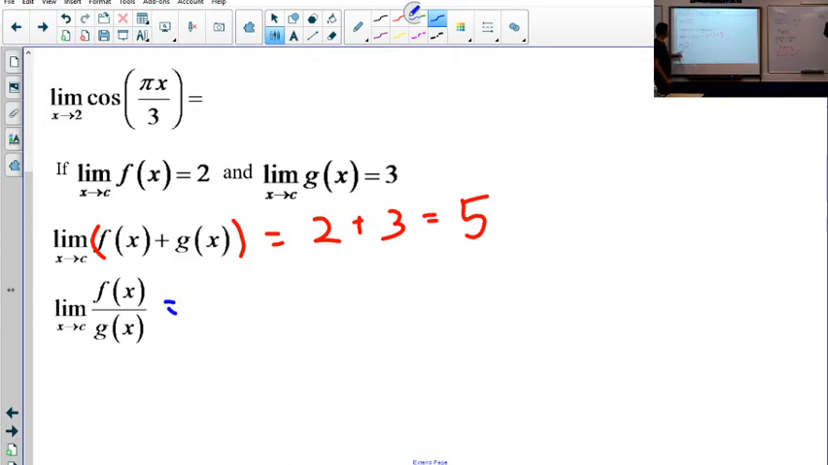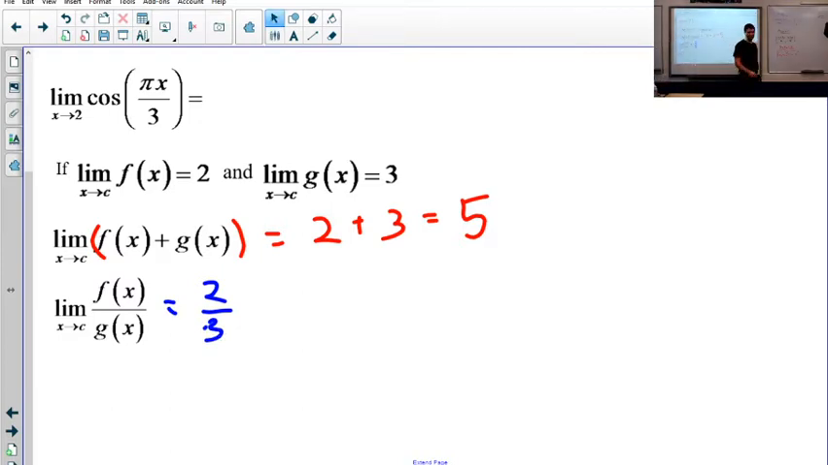Same thing over here, as long as the bottom is not 0. Is the bottom 0? No, it's not, then we're good. 2/3 is my limit there.